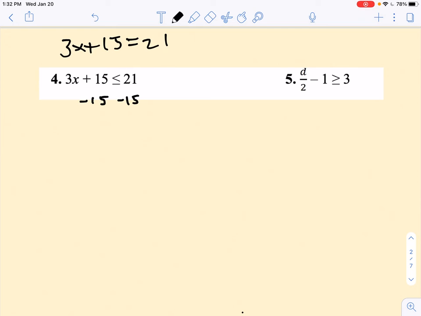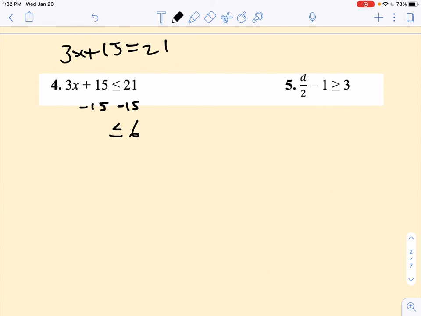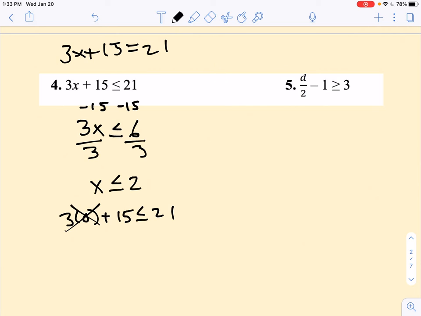That's what we're doing. We're subtracting 15, and when we do that, that gives us 6 over here, and then that gives us 3x up here. We're going to divide both sides by 3 now because we want to get that coefficient down to 1. And then you get x is less than or equal to 2. So let's check that. Let's pick an easy number that's less than 2. Let's do 0. If I go 3 times 0 plus 15 is less than or equal to 21, well, that cancels that whole thing out, and then you get 15 is less than or equal to 21, which it is.